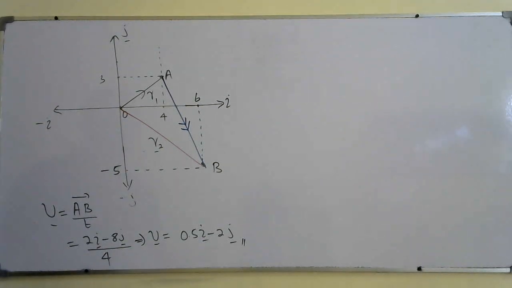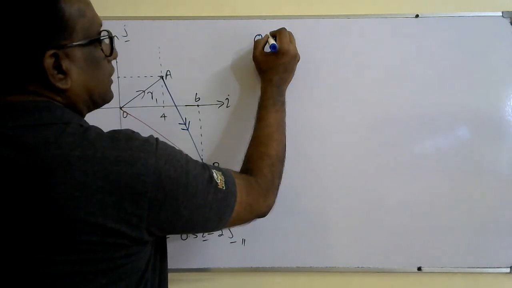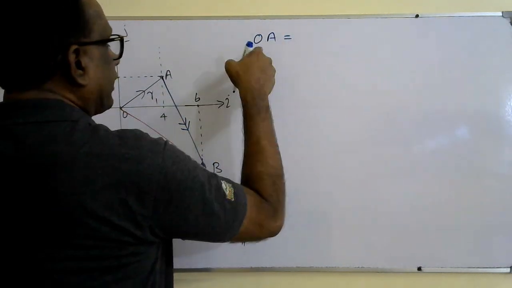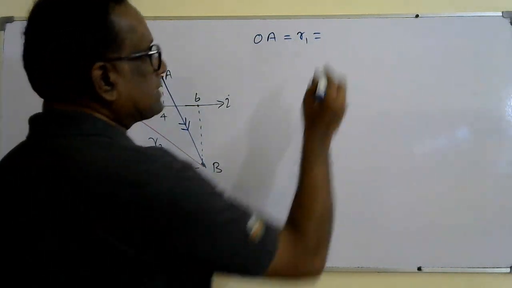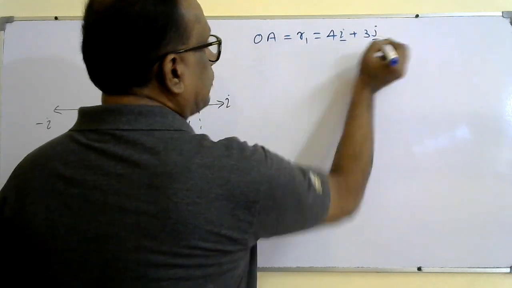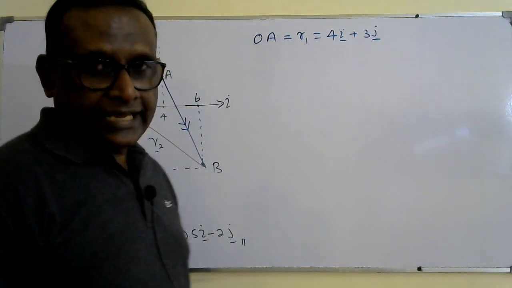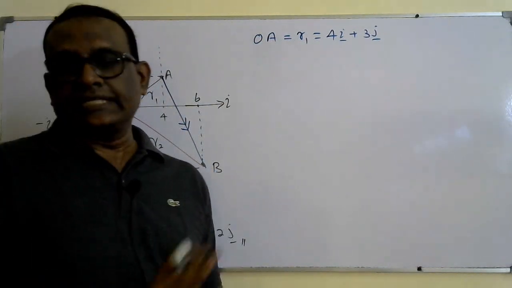Okay, next thing you should know, we know the coordinate A, that is OA. We know the position vector of point A, that is r1, that is 4i plus 3j. So I told that an object was initially at that point A. During 4 seconds, it moved at constant velocity. That's the way they say.